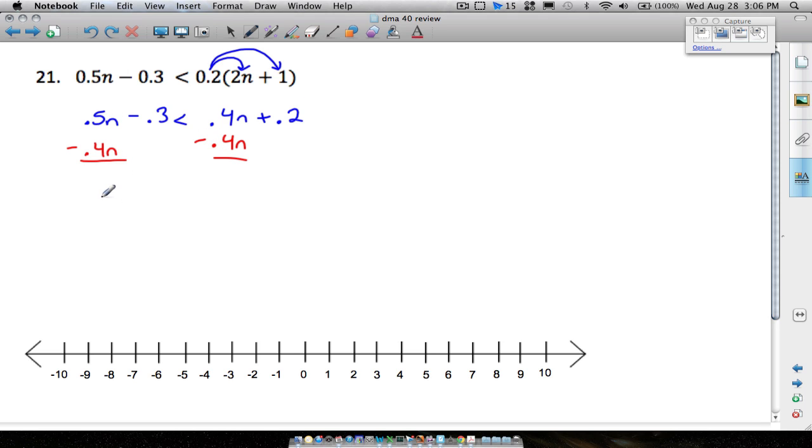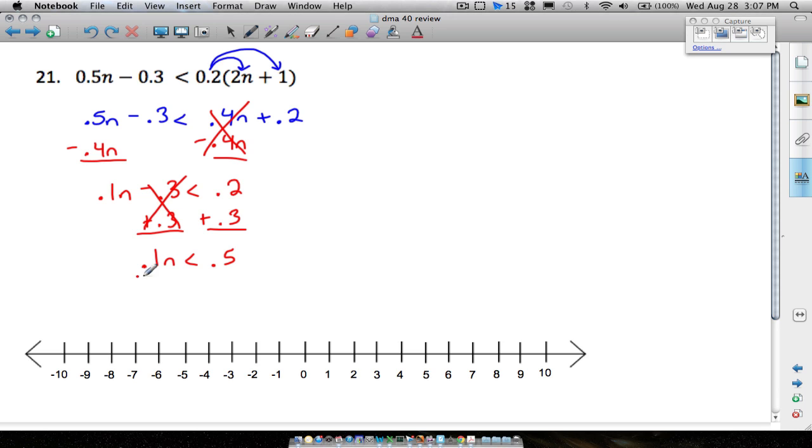0.5n minus 0.4n is 0.1n. Bring down what you have left. Minus 0.3 is less than. Those cancel, bringing down the 0.2. Now let's work on getting n by itself. Therefore we add 0.3 to both sides. So bringing everything down, we got 0.1n. The 0.3's cancel here. We have less than, and then 0.2 plus 0.3 is 0.5.